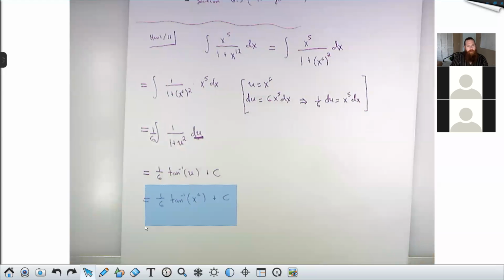And you can imagine differentiating this, right? The c would differentiate to 0. And then if you went to differentiate, this piece would come along for the ride, and this guy would differentiate to 1 over 1 plus whatever this is squared. That's the 1 over 1 plus x to the 12. And then by the chain rule, you would have to multiply by the derivative of the inside. Well, the derivative of the inside is 6x to the 5. The 6 and the 1/6 would cancel, and then that would give you your x to the 5. So you can always check your work on these indefinite integrals just by differentiating your answer and seeing if you get the thing you started with. And here we do.